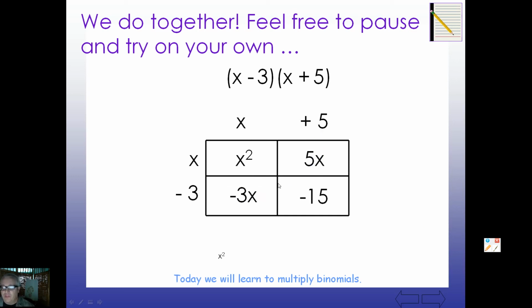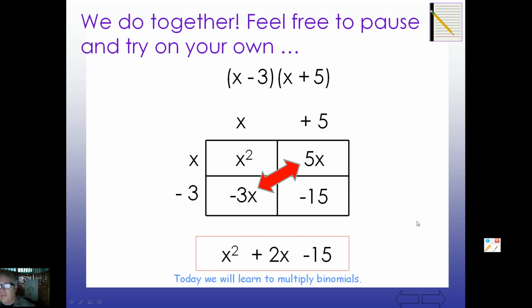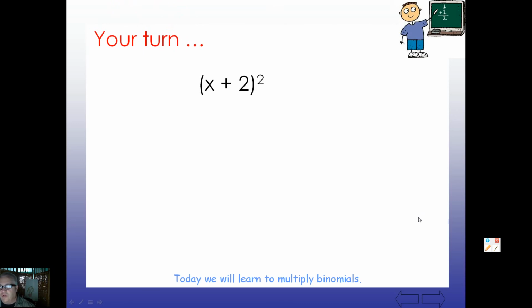Remember that the first term that you wrote down, the x squared, that's part of your answer. And the last term is also part of your answer. But what do we do with the two middle pieces? We're going to combine them. Negative 3x and 5x will get you to 2x. Okay? Very good. So x squared plus 2x minus 15. Final result.